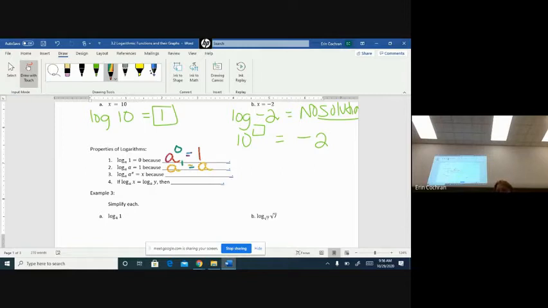Log A of A to the x power is always going to equal x. Why? Because A raised to the log A of x is always going to equal x. That's an A in there if you can't see that. So that's the new one that might make a little sense, I guess.